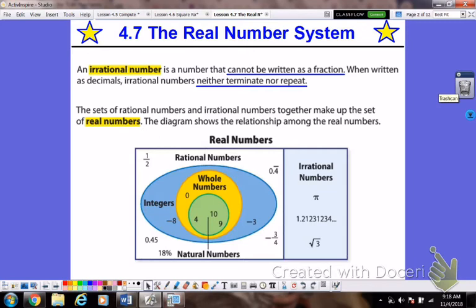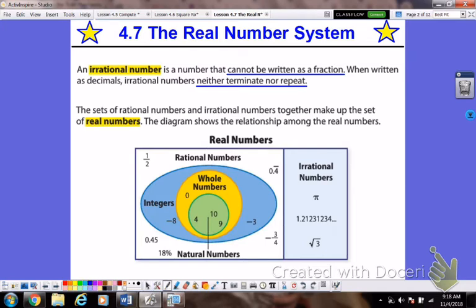When written as a decimal, irrational numbers neither terminate nor repeat, so they don't stop, and there's also no pattern to them. The sets of rational numbers and irrational numbers together make up the set of real numbers. So another vocabulary word for you there. Real numbers are the set of rational and irrational numbers. The diagram below shows the relationship among the real numbers.